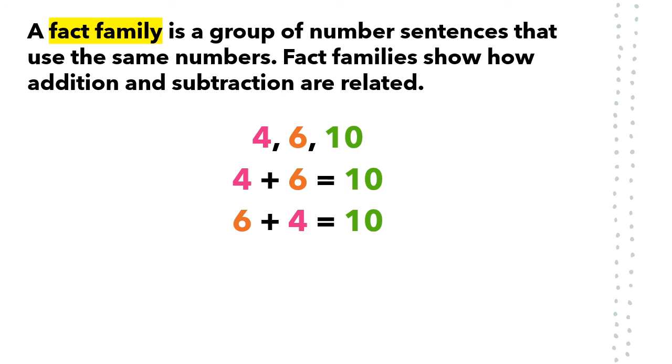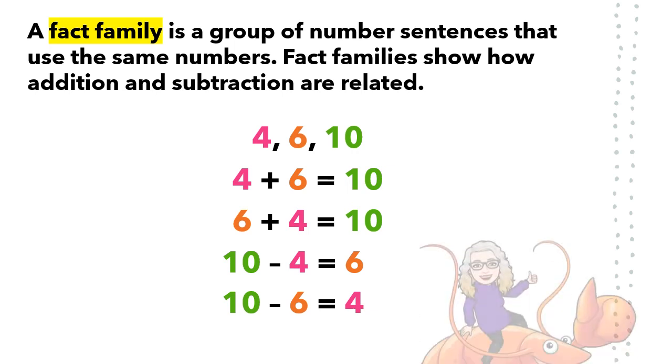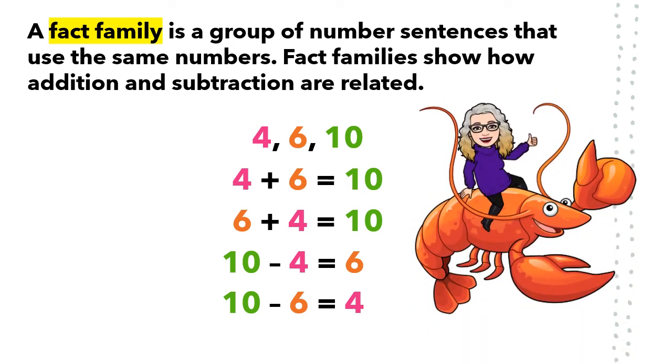Here's one way. 10 minus 4 equals 6. Now, if that's our one subtraction sentence, can you come up with our second subtraction sentence? If you said 10 minus 6 equals 4, you are correct. So thumbs up if you understand fact families.